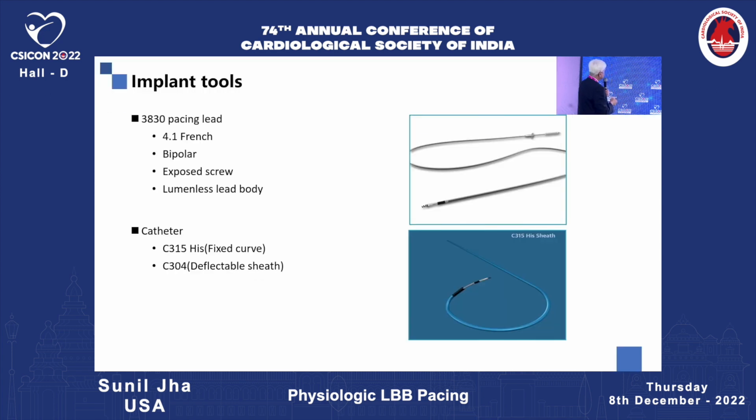So these are the 3830 pacing lead. It is a lumenless lead. Not very friendly, I would say, as compared to the lumen lead. So the 3830 lead, and this is the C315 sheath, which has a fixed curve versus a deflectable sheath. The fixed curve I'm more used to, but recently started the deflectable sheath so that I can choose different areas without moving too much.